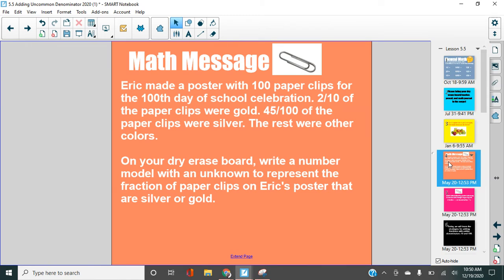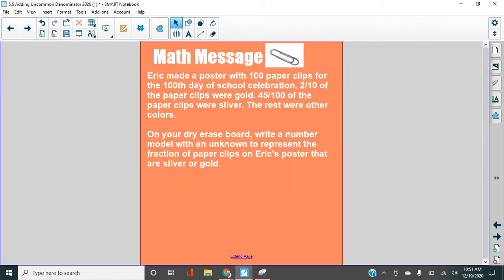So, Eric made a poster with 100 paper clips for the 100th day of school celebration. 2/10 of the paper clips were gold. 45 hundredths of the paper clips were silver. The rest were other colors. On your dry erase board or on a piece of paper is fine, write a number model with an unknown to represent the fraction of paper clips on Eric's poster that are silver or gold. All right, let's do this together.